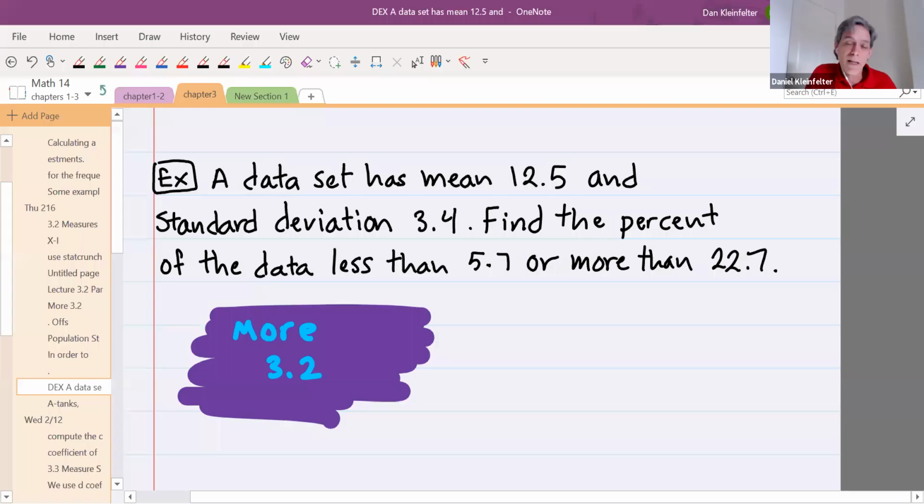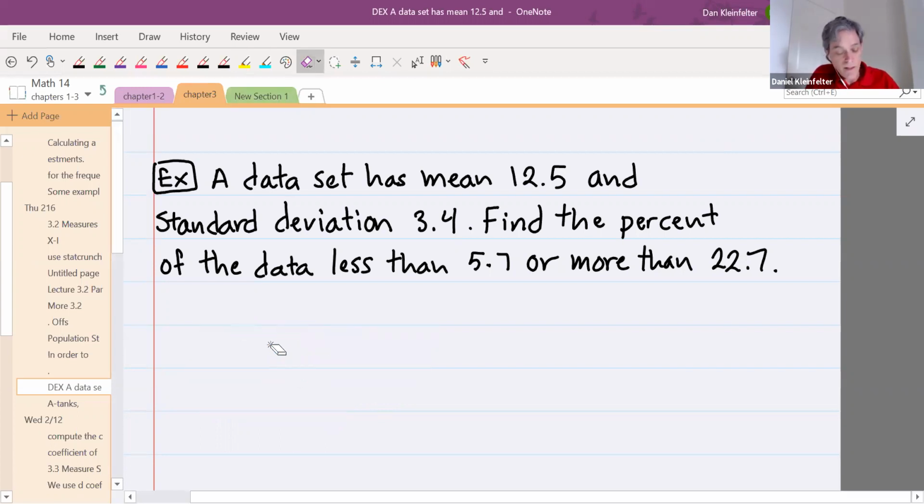Welcome back, everybody. In this video, we're going to finish up section 3.2. We have one more example to do of the empirical rule, and then we're going to go on to something called the coefficient of variation.